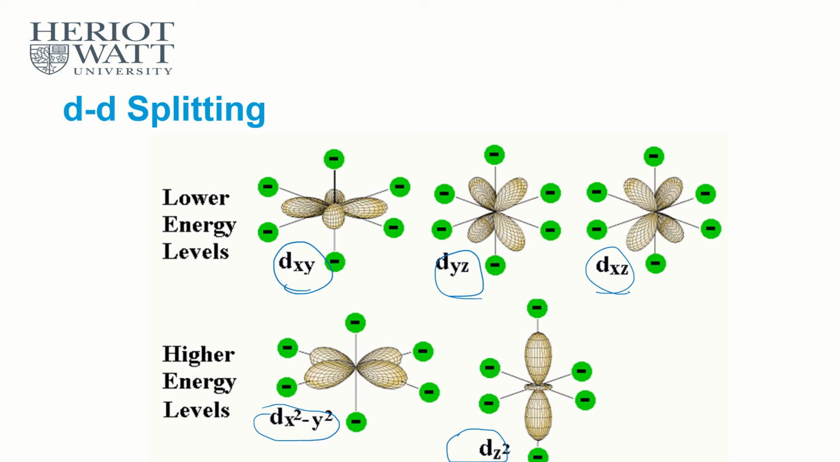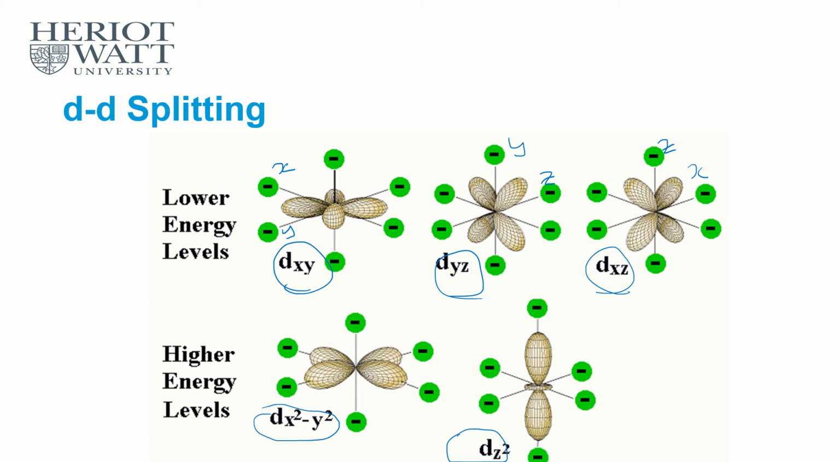dxy means the orbital is arranged between x and y. It happens to be oriented between x and y, and that's why they call it dxy. The orbital here happens to be between y and z, so that's dyz, and here is between x and z, dxz. So based on the orientation, they name them.